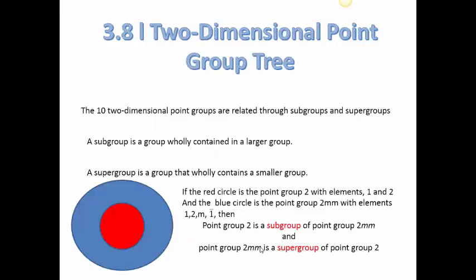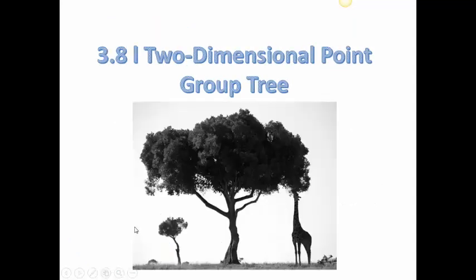Now we'll look at the two-dimensional point group trees. There are 10 two-dimensional point groups, and they're related through subgroups and supergroups. A subgroup is a group wholly contained in a larger group. The red subgroup is wholly contained in the blue group. A supergroup is a group that wholly contains a smaller group. The blue supergroup contains the red group. And now we're going to use that information to create a tree. And here's our giraffes eating a tree.